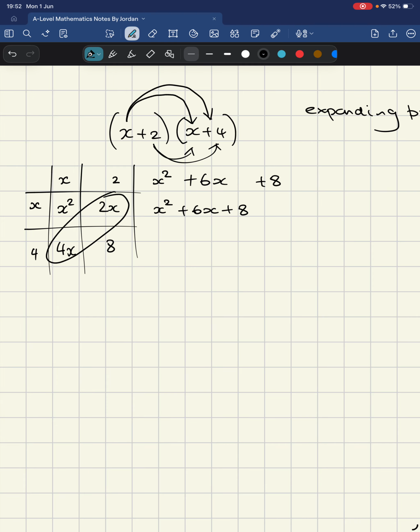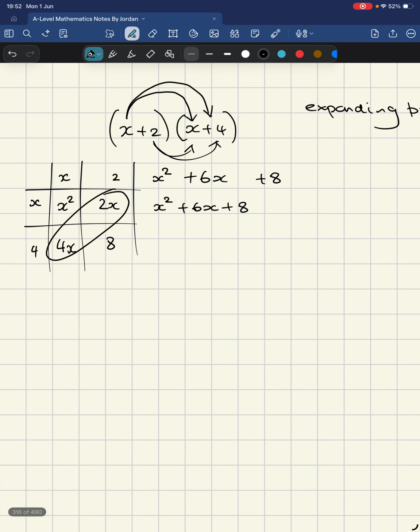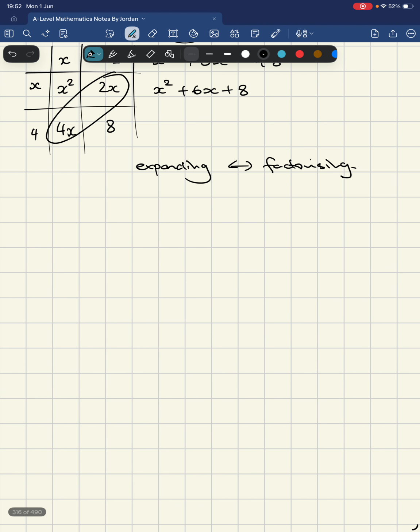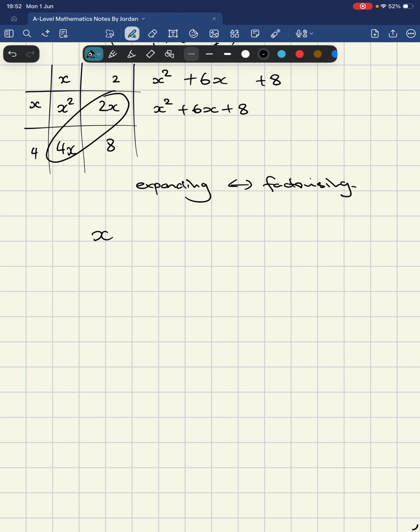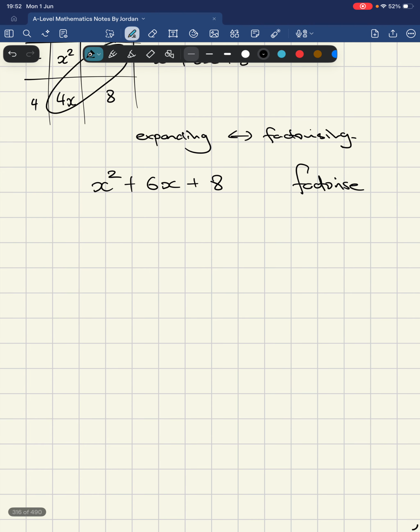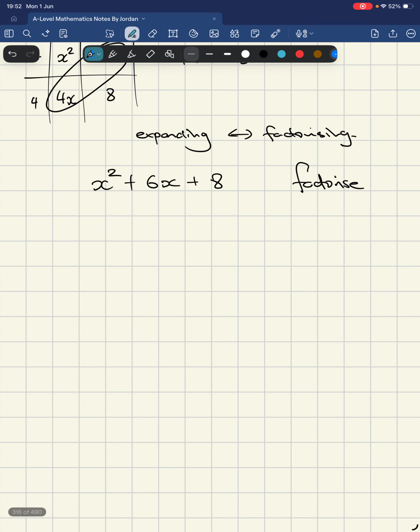So that's expanding. The reason I've shown you that is because expanding and factorising are opposites of one another, so you can interchange between them. So if I was to start off with the answer that we had, I could go ahead and try and factorise this, and that will give me what I started with. Let me just show you how that works.